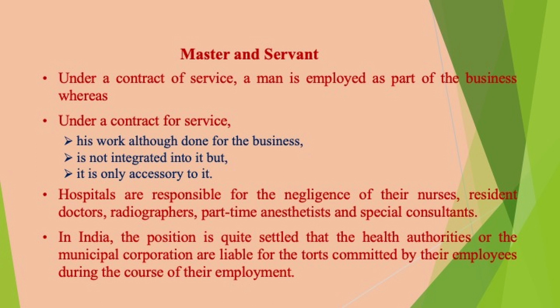Under a contract of service, a man is employed as a part of the business, but under a contract for service, the work is done for business but is not integrated with the business. It is only accessory to it. For example, an owner of a showroom employs certain persons as salesmen. Here, the owner selects them, pays them, and tells them what to do and how to do, and hence they are servants of the owner who is their master. And here it is a contract of service.